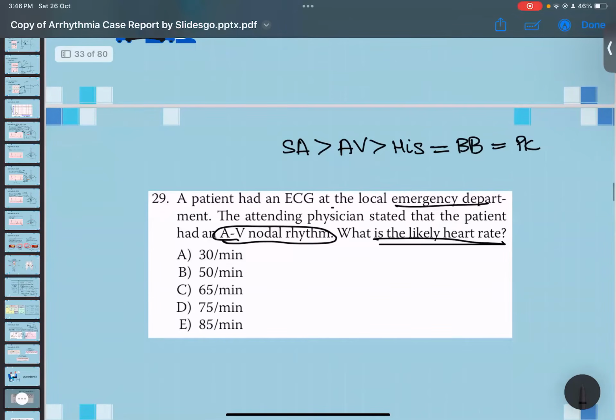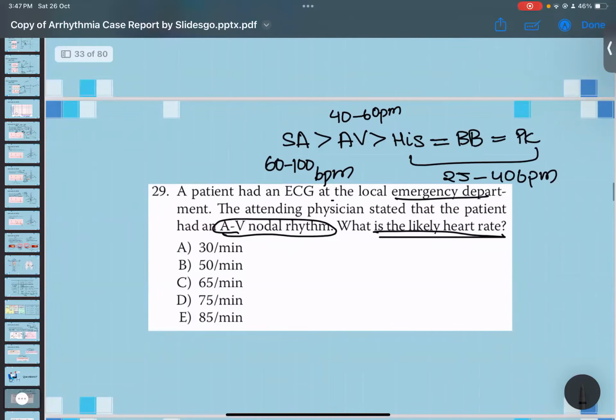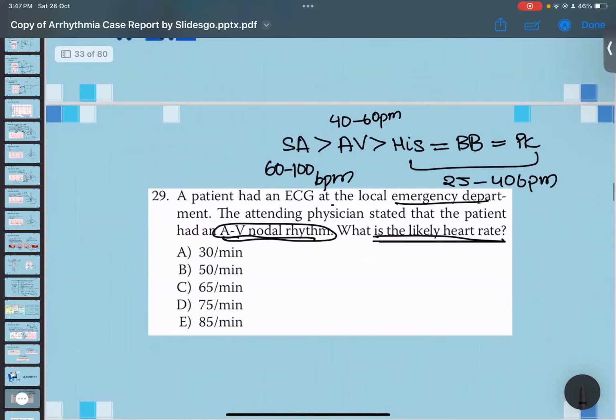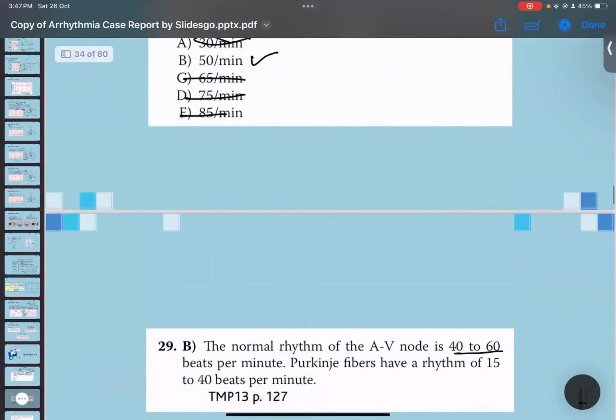Now the SA node fires at the maximum rate, about 60 to 100 beats per minute. The AV node fires between 40 to 60 beats per minute. And then, because all of these others are equal, they fire at a rate of 25 to 40 beats per minute. He's been told that he has an AV nodal rhythm. What is the likely heart rate? Would it be 30 beats per minute? That would actually be too low, because the AV node fires between 40 to 60. Could be 50. Not 65, because that would be SA node firing, not 75, not 85. So the normal rate of the AV node is between 40 to 60.